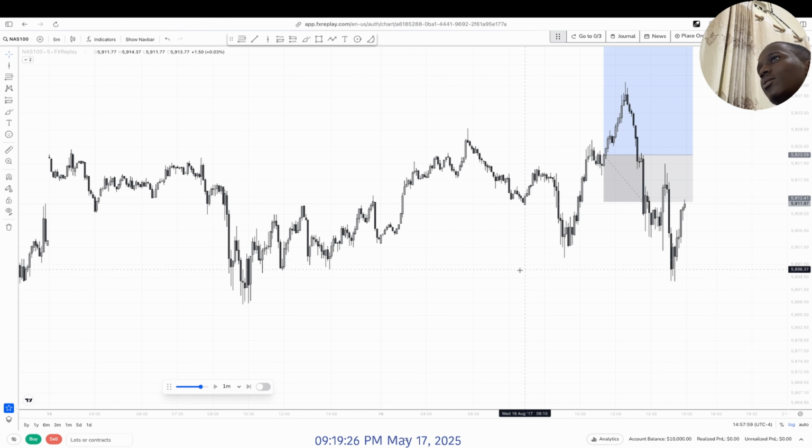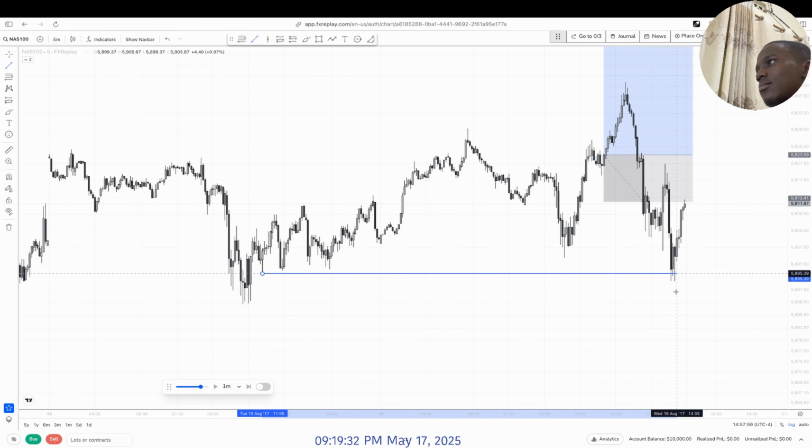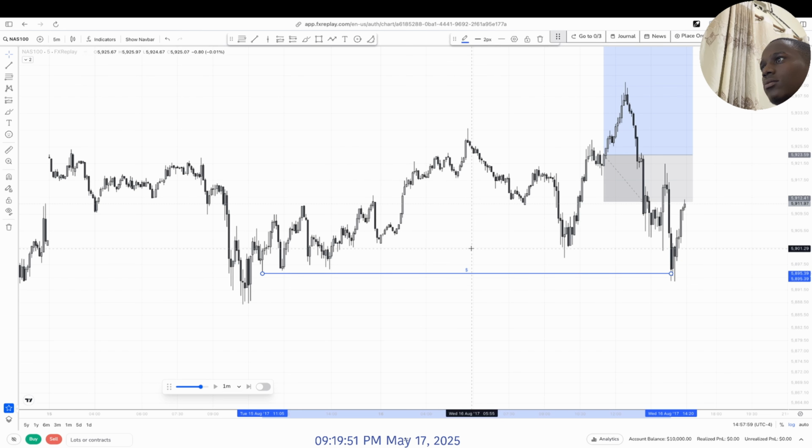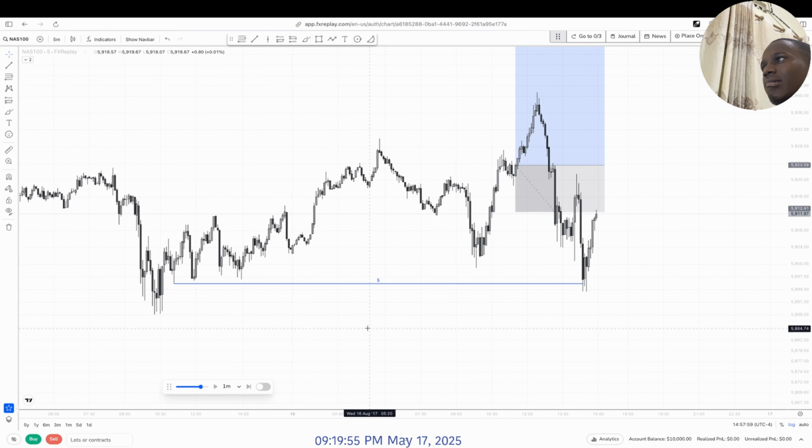So we took out this one and these equal lows. This right here is a good sweep. You can even let it stay like this.